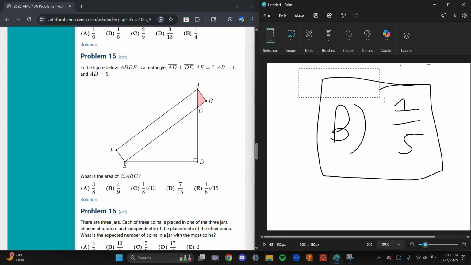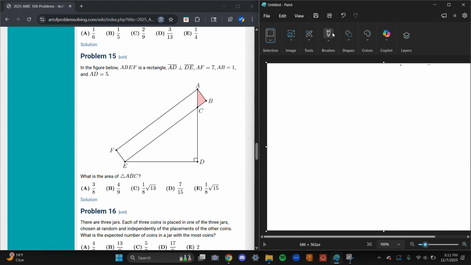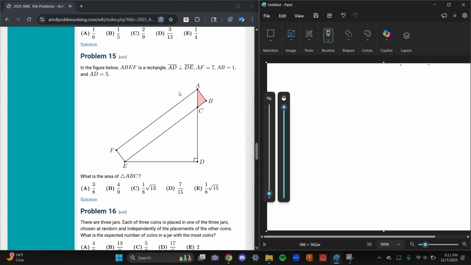Okay, so in this figure, ABEF is a rectangle, AD is perpendicular to DE, AF equals 7, AB equals 1, and AD equals 5. What is the area of ABC? The thing that just immediately strikes out to me most is that these two triangles here are similar. They're both right triangles, right? That's probably why they told us this is a rectangle, because these are both right triangles, and they're similar by AAA. So let's draw this diagram out.